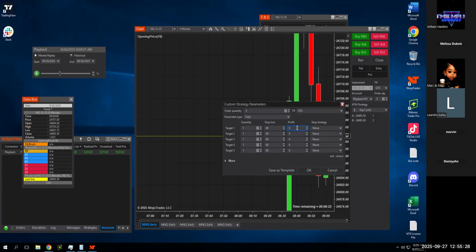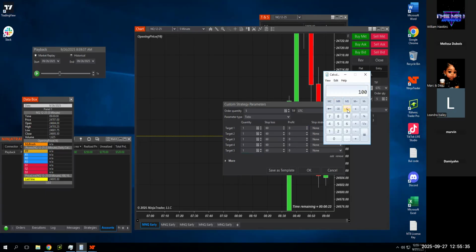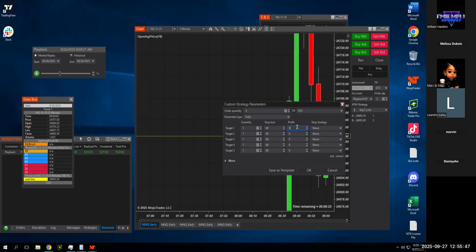Now the profit, remember, 20 ticks. If we're trading micros, 20 ticks times 0.5, because they're 50 cents each, so that's $10. You put that one at 20 ticks profit, and you're going to get $10. Put that one at 30. You put that one at 40. Put that one at 50. And just keep this one at 0, because that's your runner.